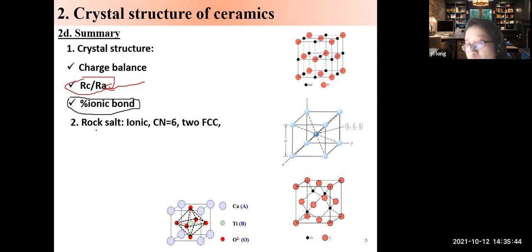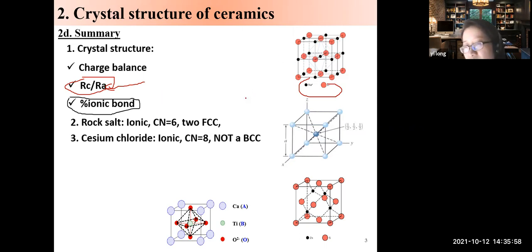Also we learned rock salt. Rock salt is more or less like this. This structure is very famous. It is very ionic, the coordination number is 6, and you have 2 FCC interlocking with each other. Then we have cesium chloride, again very ionic. The coordination number is 8. You can use BCC to remember it, but of course it's not BCC.